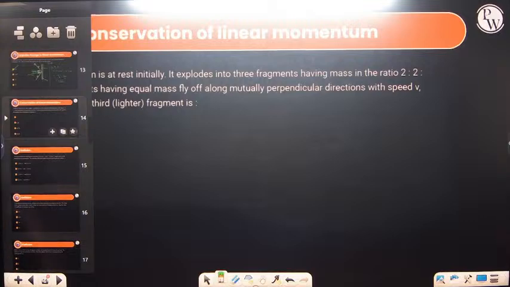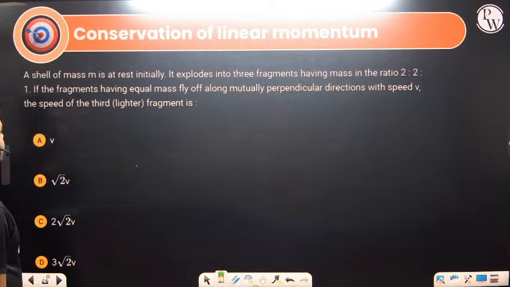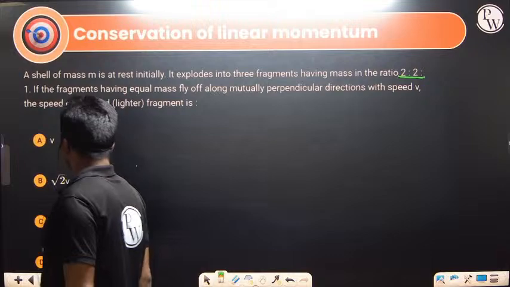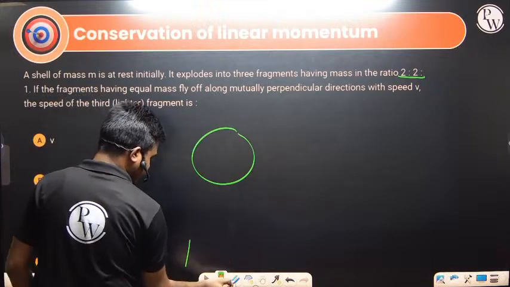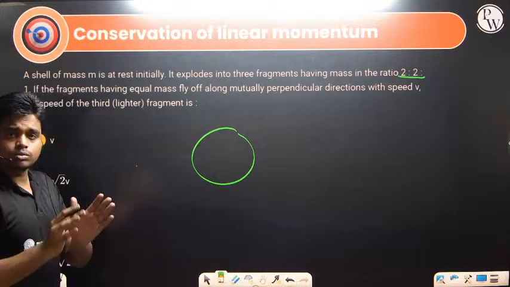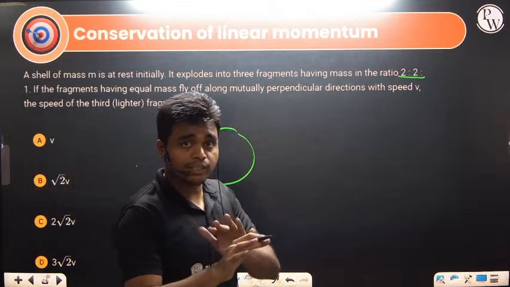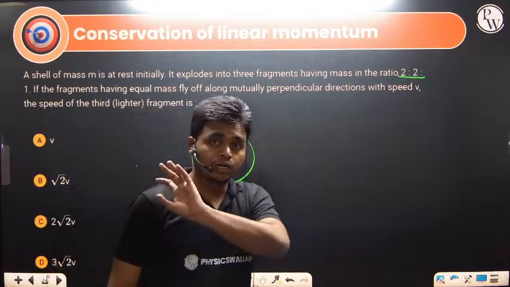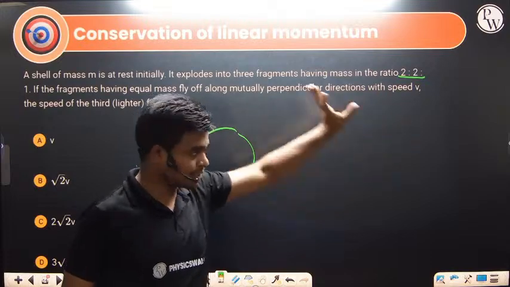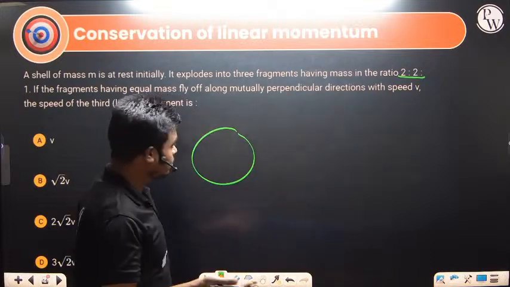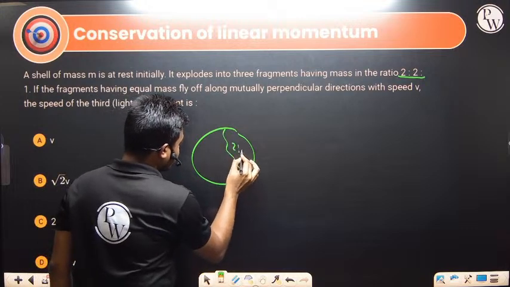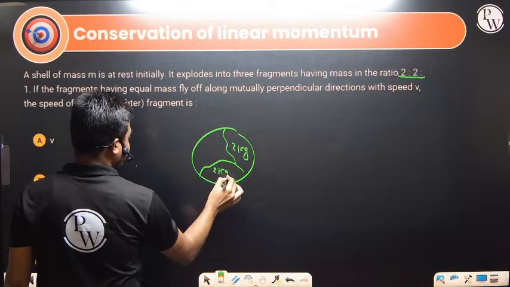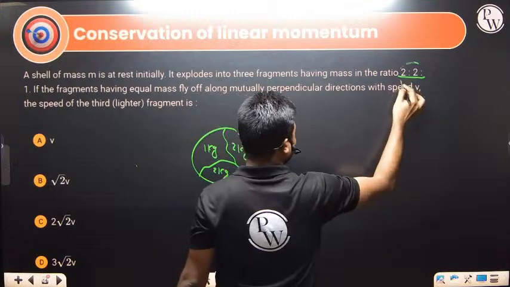So secondly, here the question is saying that a shell of mass m is at rest. Initially, it exploded in 3 fragments having the mass in the ratio 2 : 2 : 1. So let's say there is a shell, and this shell is having mass. It is exploded. This question is from the explosion. Explosion happens because of the internal forces. So no change in momentum of center of mass. So we can consider the linear momentum of center of mass. It broke like this. So this one is 2 kg, and this one is 2 kg, and this will be 1 kg because it broke in the ratio 2 : 2 : 1.